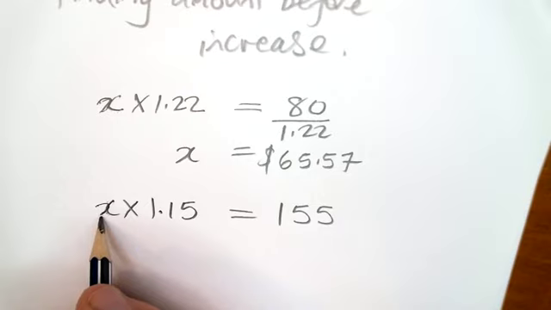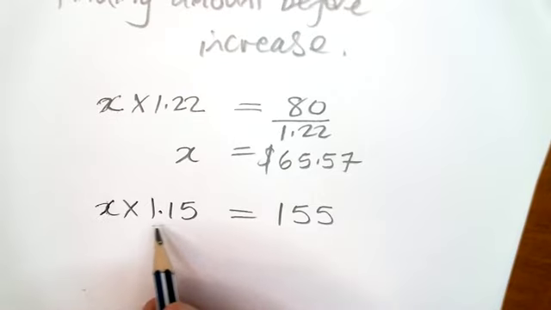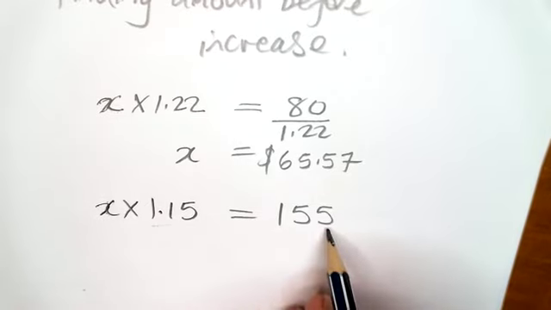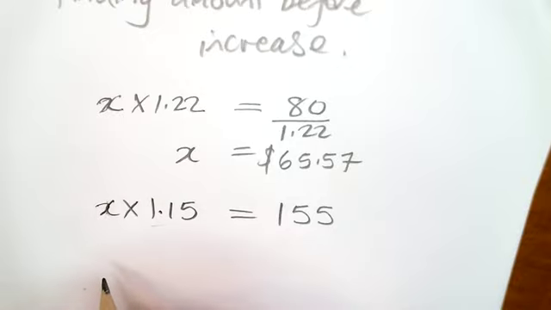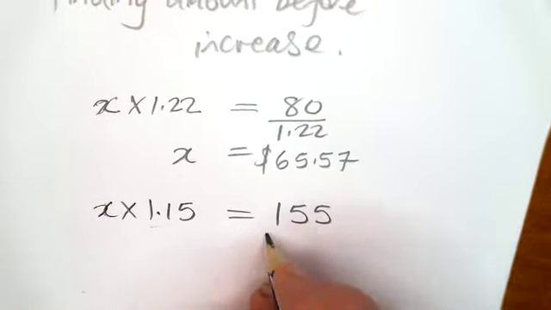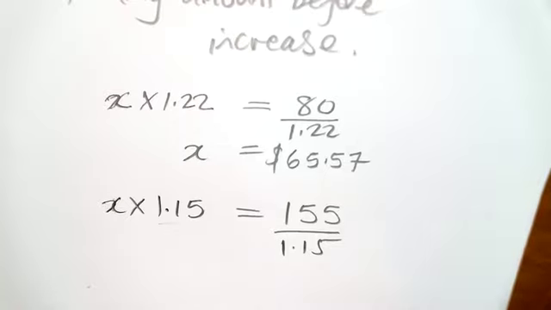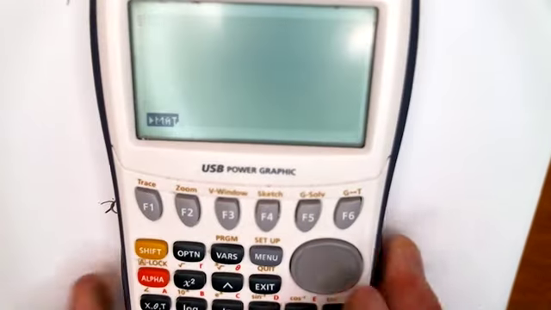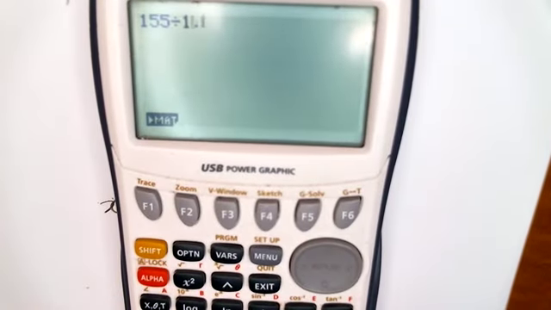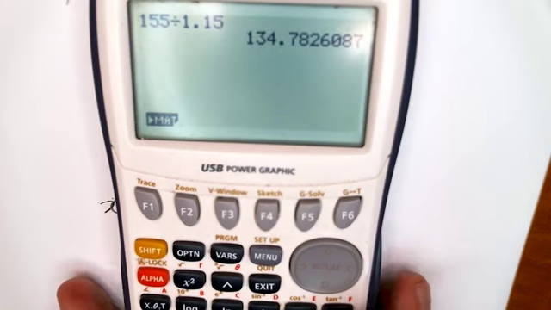So we've got an item. After an increase of 15% to $155, what was the price before it was increased? Well, just divide by that number there. Divide by 1.15. So let's have a look. 155 divided by 1.15, and we get 134.78.